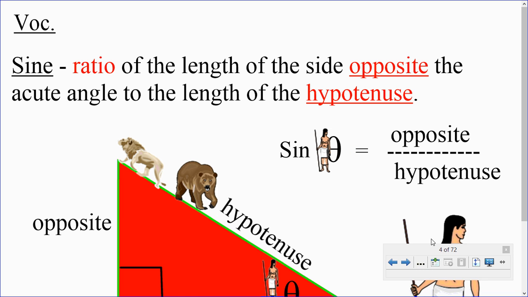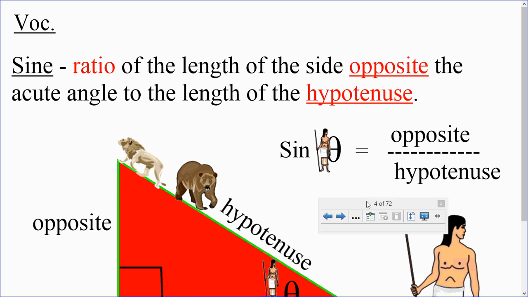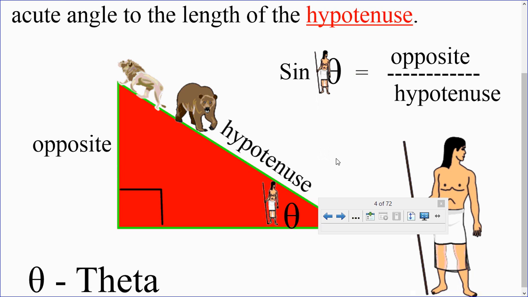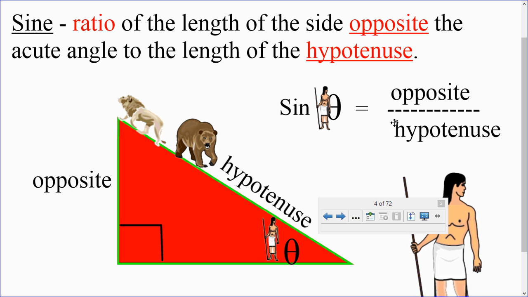So here are some terms that you need to know. First vocabulary word is the word sine. Sine is the ratio of the length of the side opposite the acute angle to the length of the hypotenuse. We say sine of theta, which is this Greek symbol theta. Theta is a way of saying a variable. So it's the opposite side over hypotenuse. Since it's a ratio, it's a fraction. So we're going to be using fractions to find these different values.